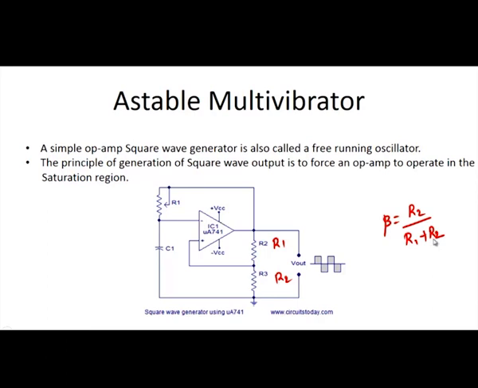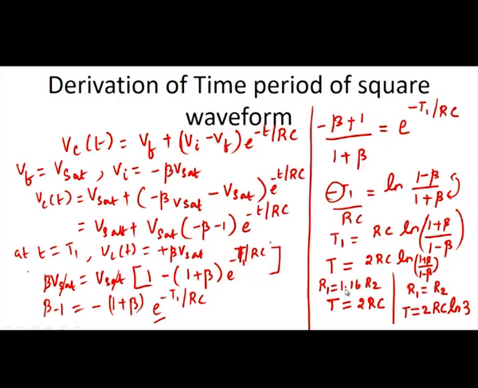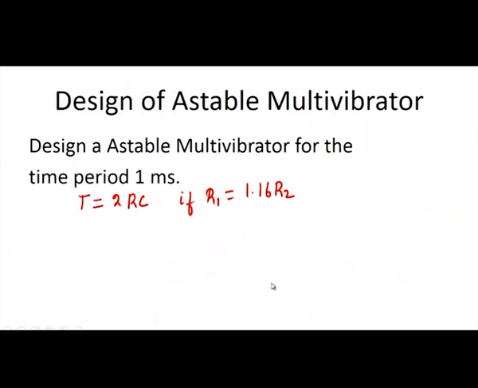So for these resistors, take this as R, this as R, this as C. For this voltage divider and the RC network, I have derived the equation as T is equal to 2 RC if R1 is equal to 1.16 R2. So for the design, the time period is given as 1 millisecond. So T is given as 1 millisecond and it is 2 RC.